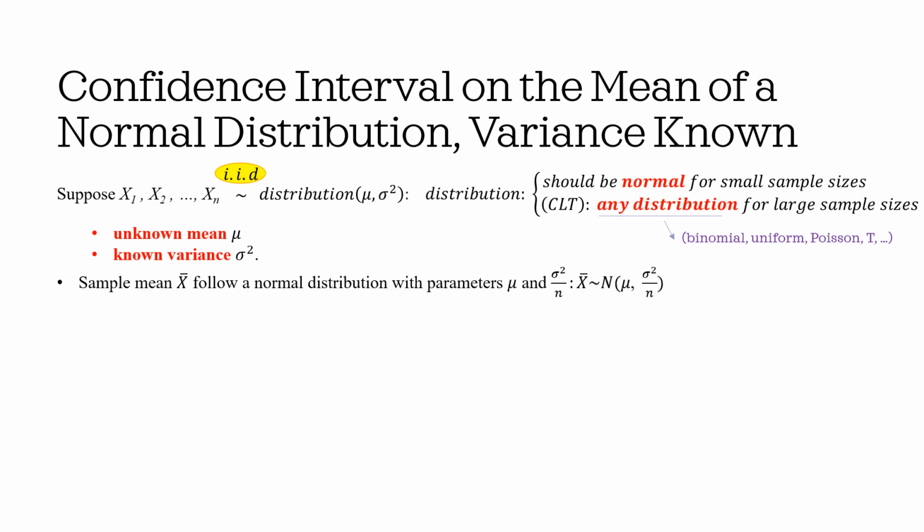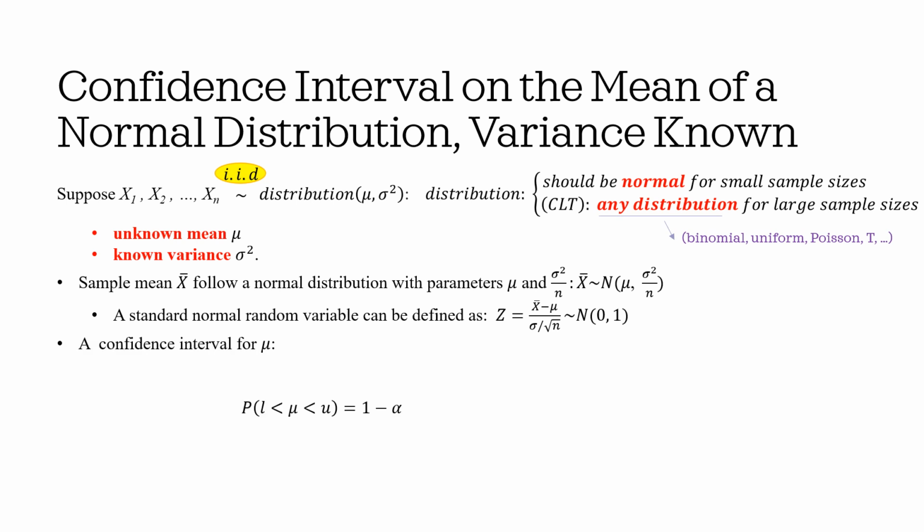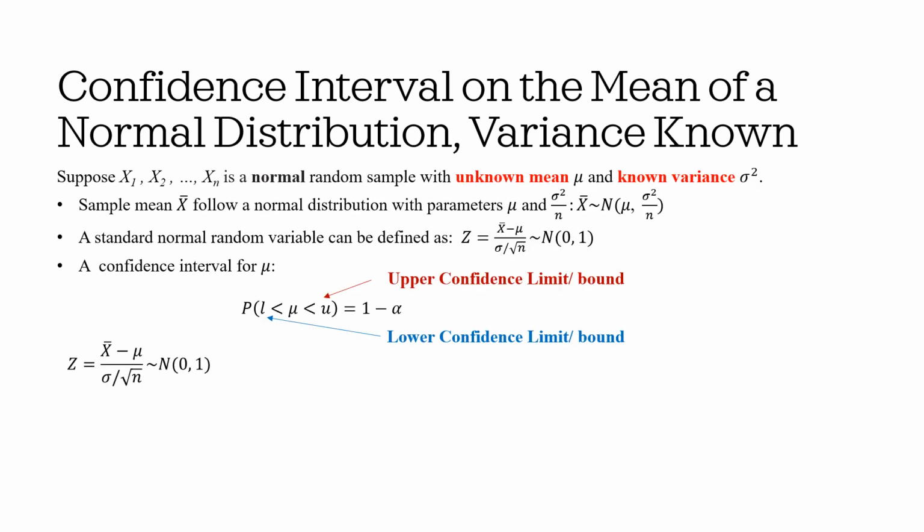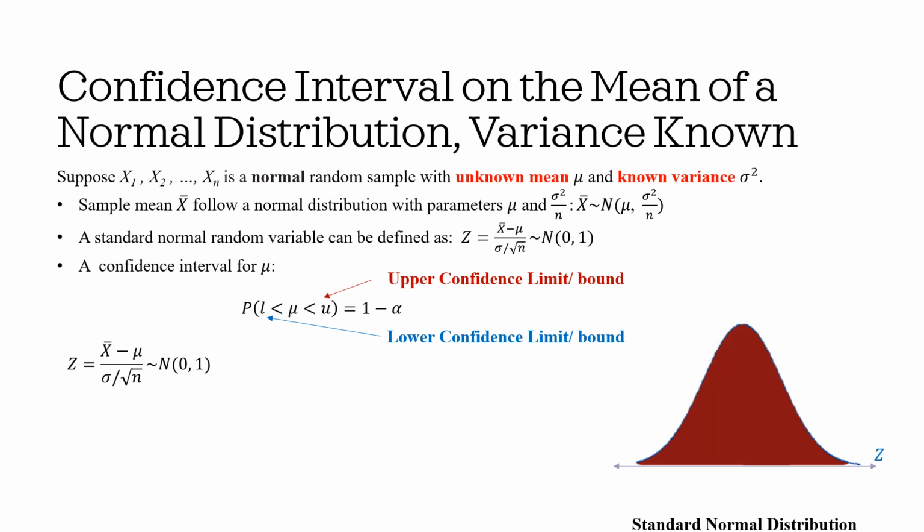Given that x bar follows a normal distribution with parameters mu and sigma squared over n, we can standardize it by subtracting the mu and dividing it with sigma over square root of n. This gives us a sample statistic which we can use to define our confidence interval. To have a confidence interval around the population mean, we need to find lower and upper bounds, where the probability of mu being within these bounds is predefined as 1 minus alpha. The lower and upper bounds give us the range of the interval, while the probability gives us the confidence of the interval.